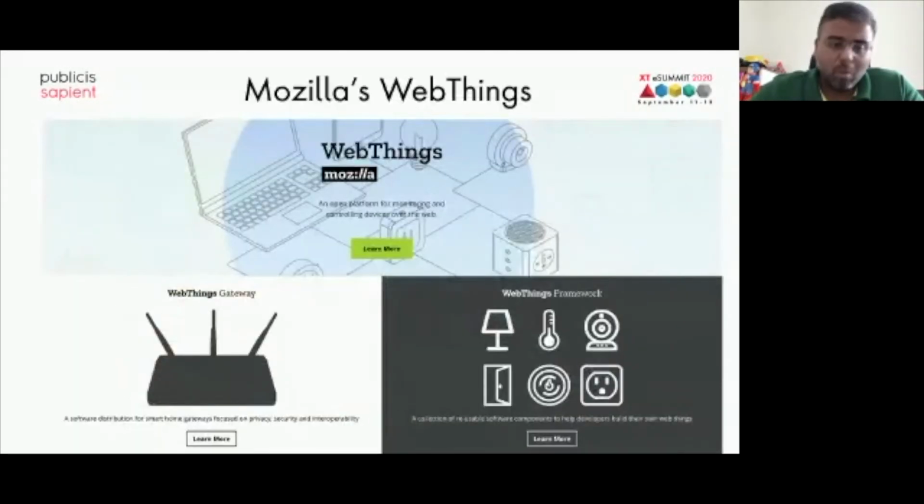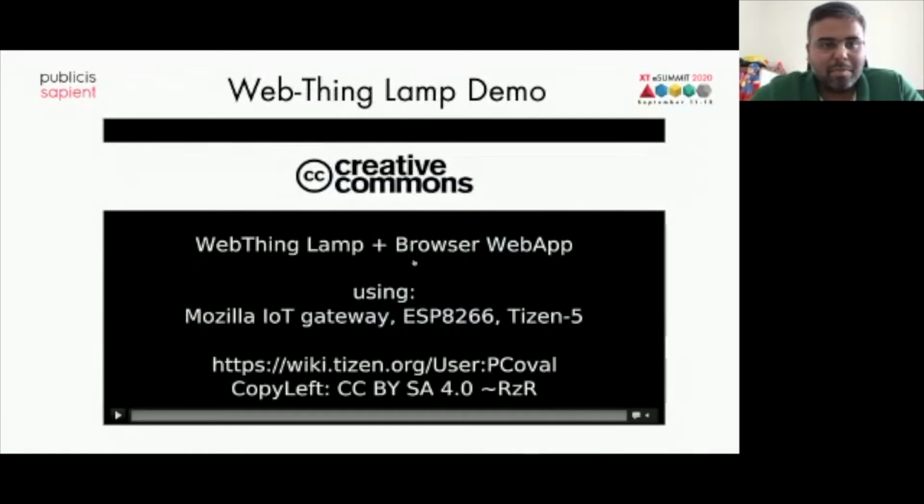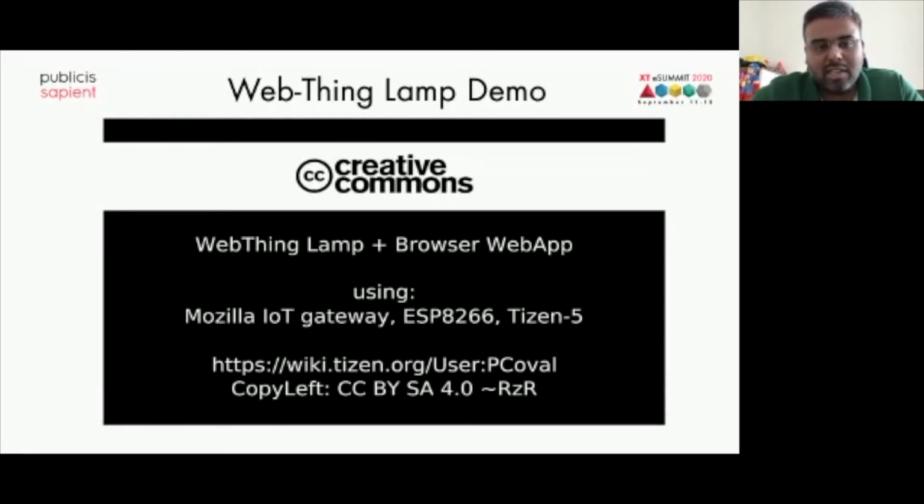One such implementation is Mozilla's WebThings framework, which helps you control any of your IoT devices easily, and you can handle all the use cases with it. Let's see an example using a web browser, of how you can handle multiple devices. This implementation uses the ESP8266 as a microcontroller and Mozilla IoT as a gateway.